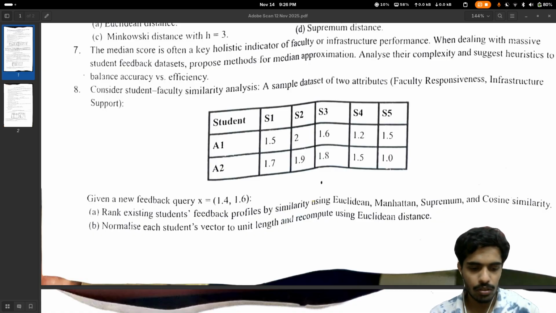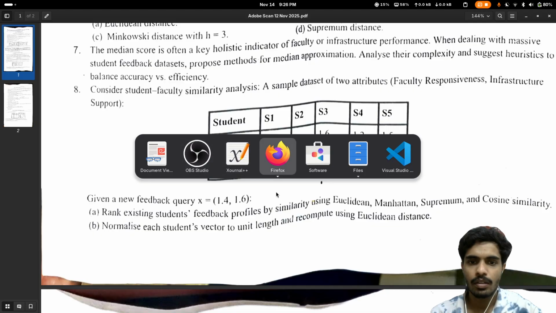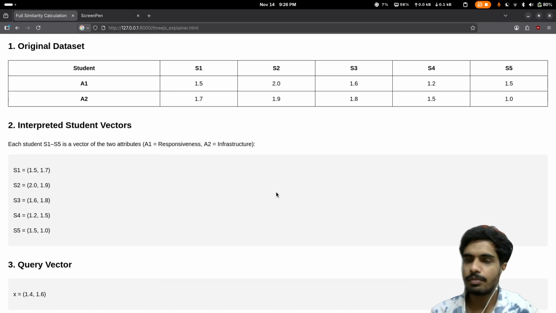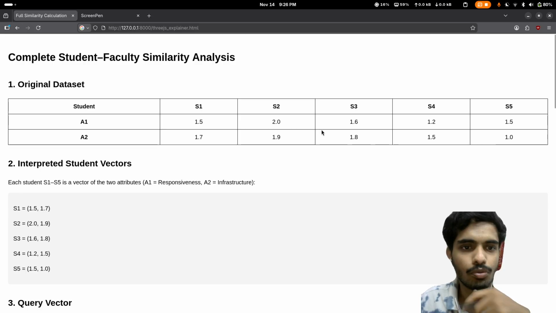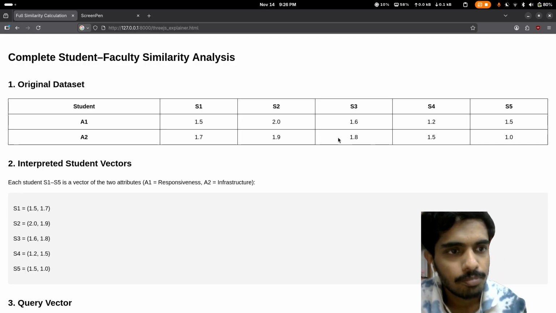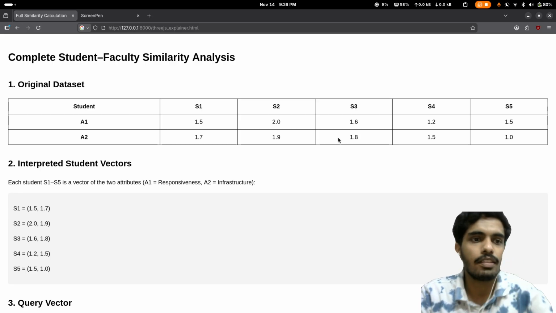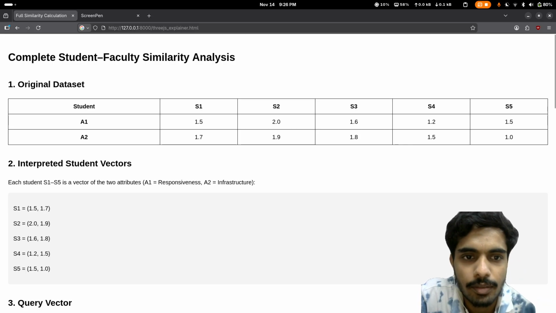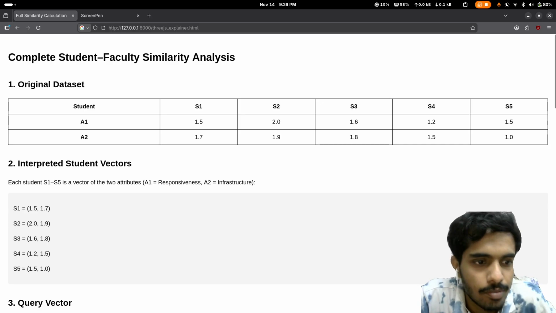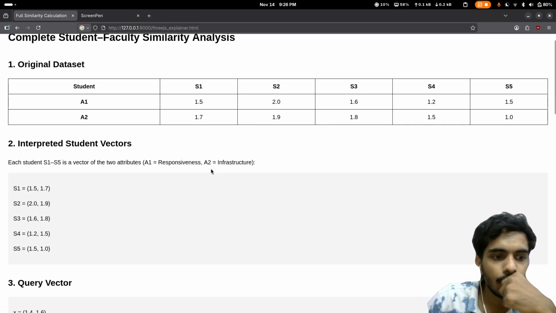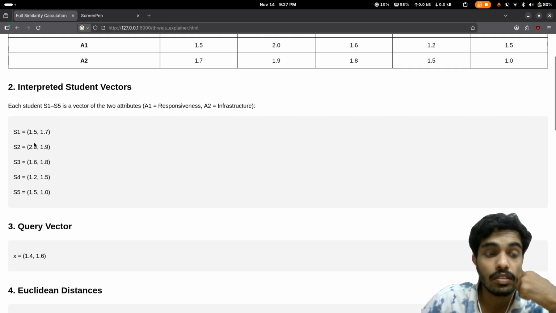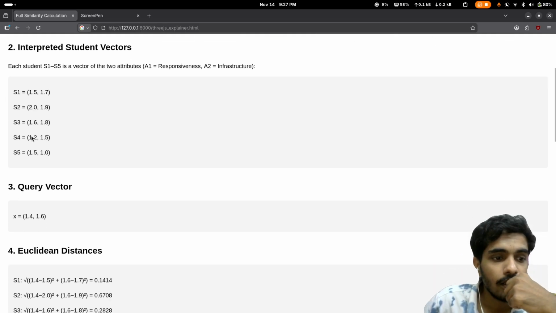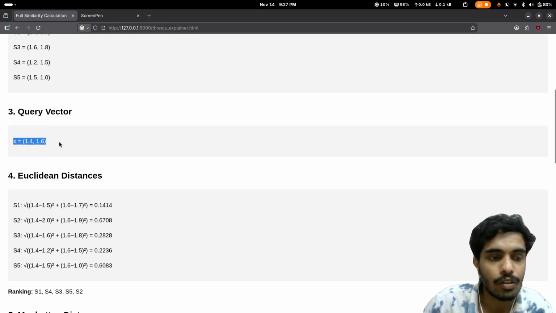To do this, I have created a small HTML page so that the question moves quite fast. The original data set here is the students, and all 5 students and their data have been given. At first we have represented the features for each student as a tuple, and we have a query vector which they have given us in the question for the student who comes in.